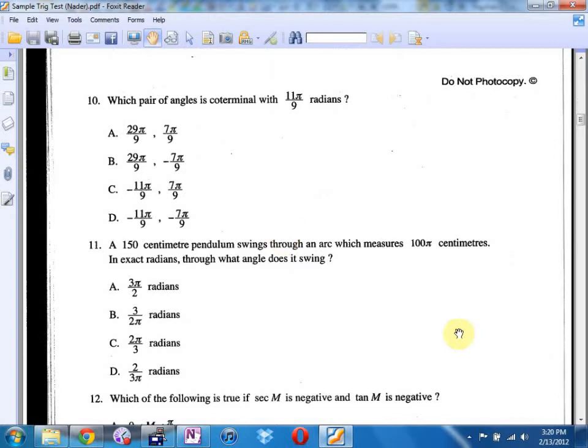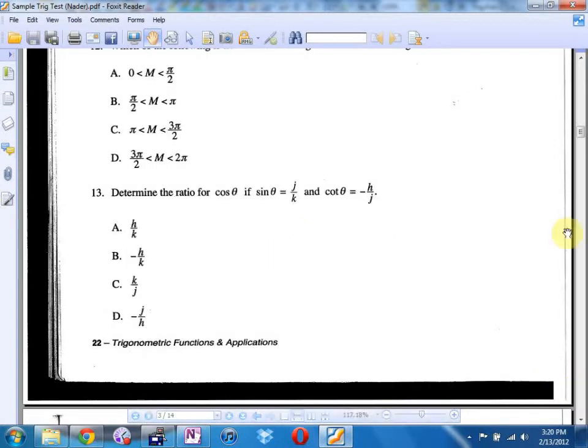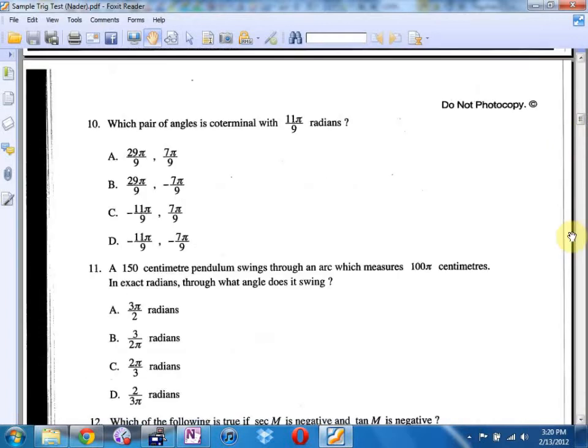Any here on 10, 11, 12, or 13? How would I find coterminal angles? Add or subtract what? 2 pi, although I'd use 18 pi by 9 here, so I can do it in my head. 11 plus 18, 29 pi by 9, and 11 minus 18, negative 7 pi by 9. The answer looks like it's B.